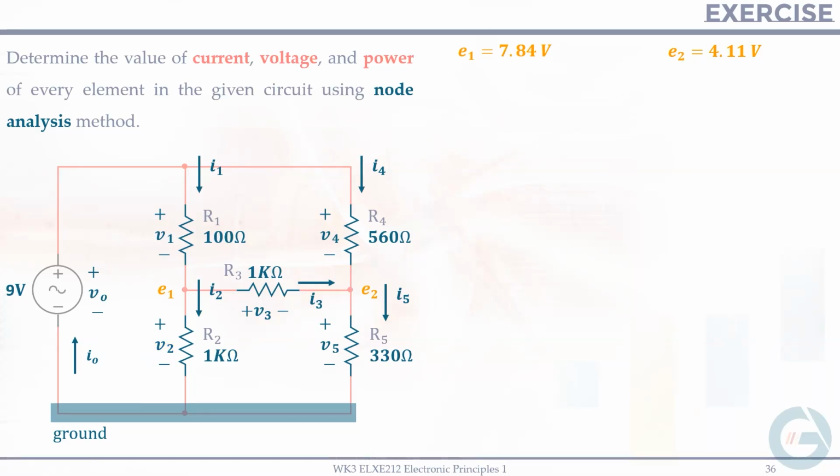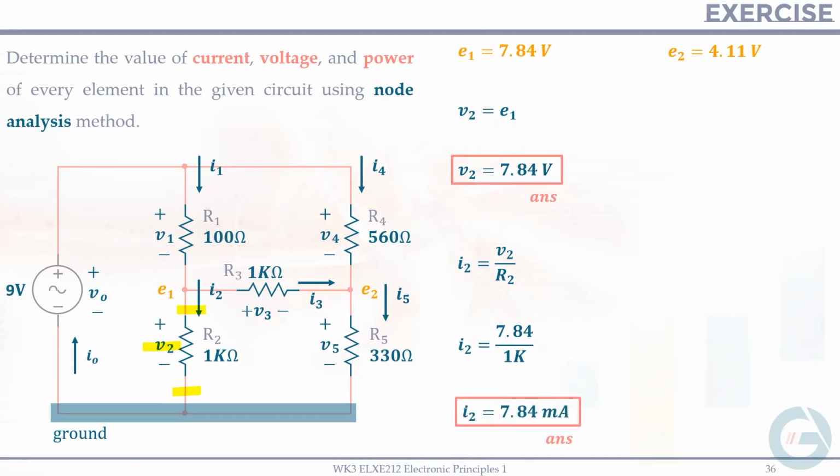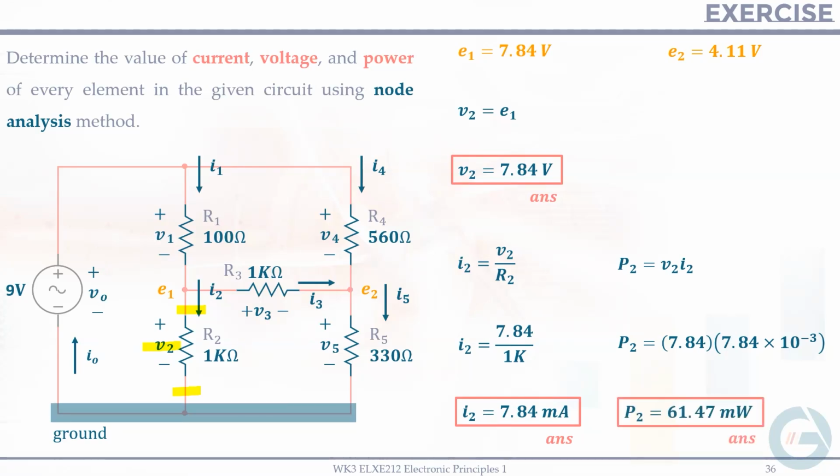So for V2, the difference between the voltages on its nodes, so we have E1 minus 0, or simply E1. Okay, V2 is 7.84 volts. So our current is Ohm's law, V2 over R2. So 7.84 divided by 1K, and that will give us 7.84 milliampere. Okay, P2 is V2 times I2. Okay, V2 is 7.84, current is 7.84 milli. Okay, that will give us 61.47 milliwatt.